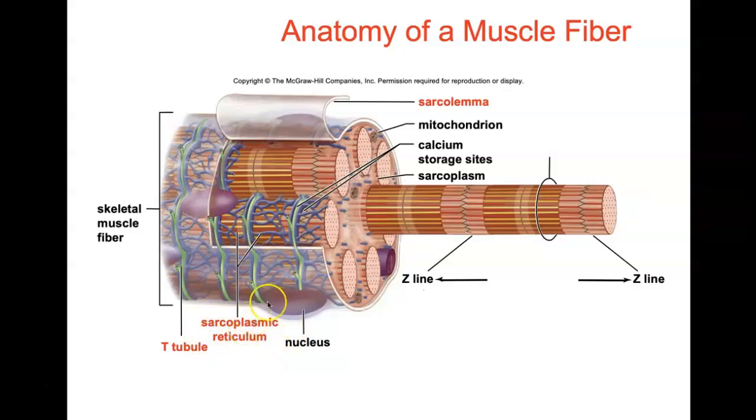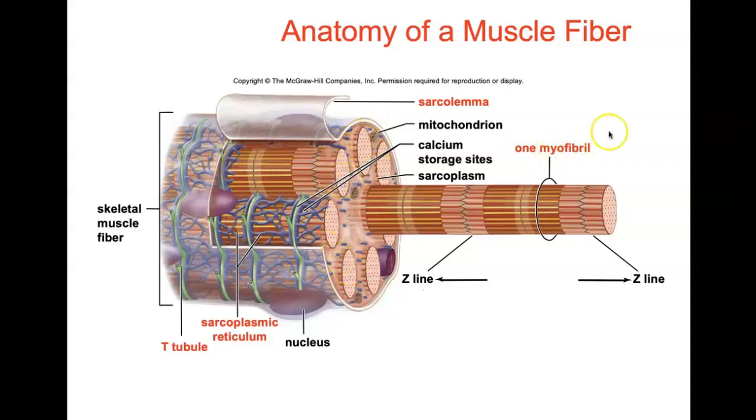So it has specific calcium storage sites that you see here, and this is where the calcium that's coming from the blood is going to arrive. Calcium is going to be very important in muscle contraction. Now, the muscle fiber has many tubes, and you can see all these tubes right here.